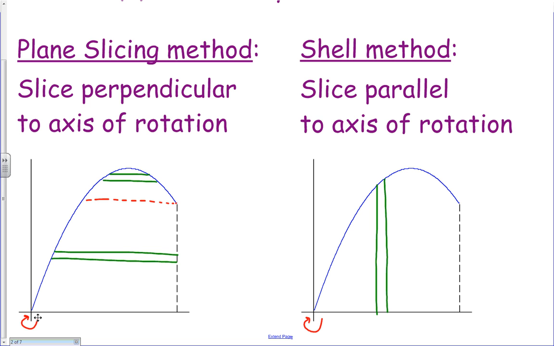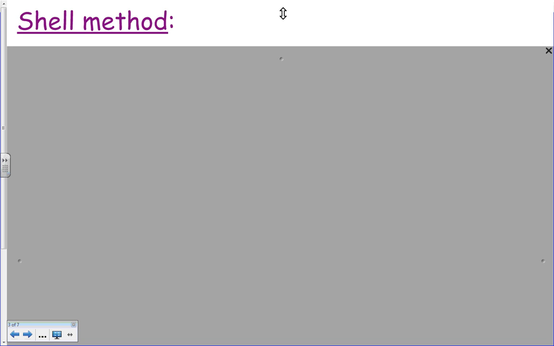The only difference is, are you slicing perpendicular to your axis of rotation or parallel to your axis of rotation? If it's perpendicular, that's the plane slicing method, or the disc, washer, and slab method. If it's parallel to your axis of rotation, then it's the shell method. All right, so let's go through and see how we actually use this method here. So let's go through these steps here and just kind of describe the process that we're going to go through to be able to evaluate a volume problem here using the shell method.